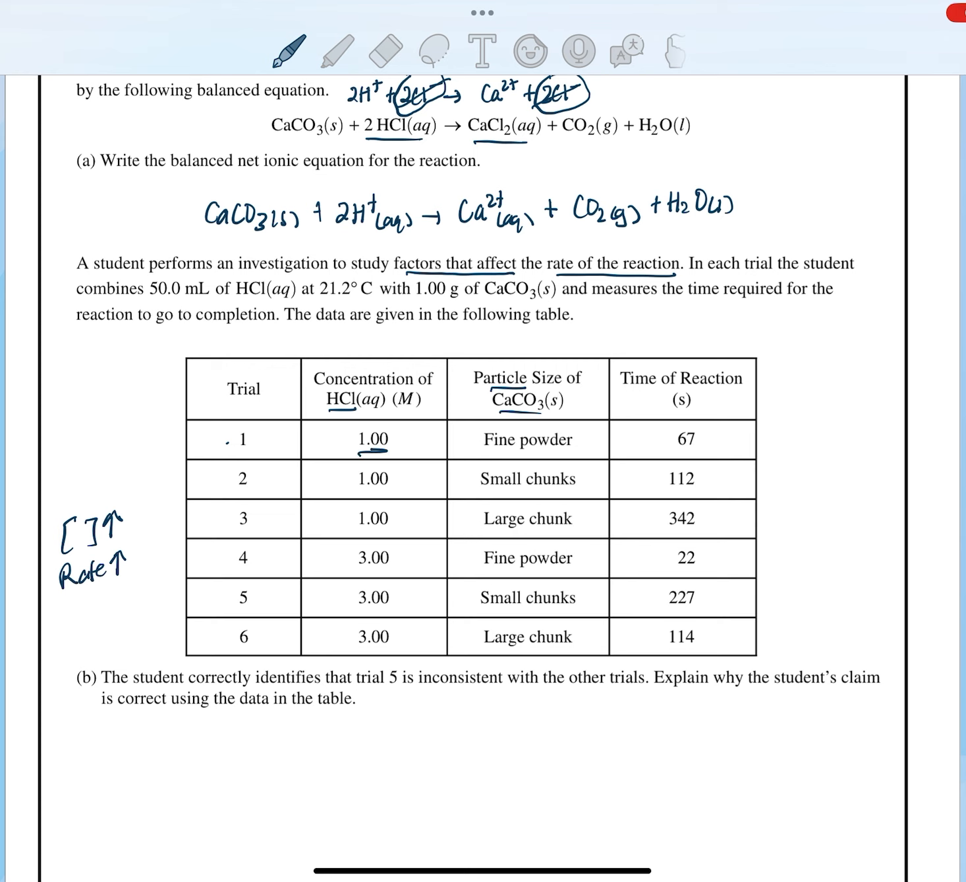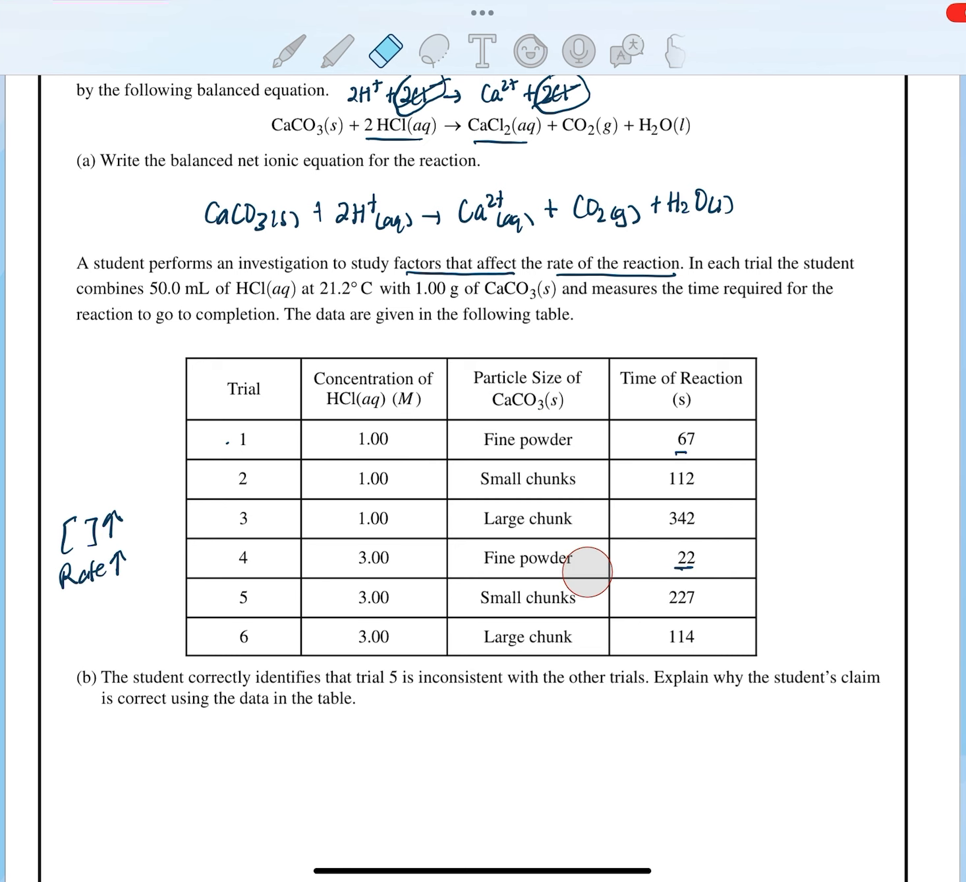For example, when I have 1 mole per liter of the acid in a fine powder, 67 seconds. And then when I have 3 moles per liter of the acid in the fine powder, 22 seconds. So the reaction time got faster, which means the rate went up.